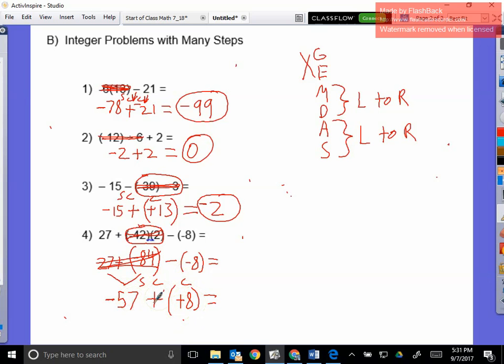I have negative 57. I'm going to be adding positive 8. They're different, so that means I have to take them away from each other. And when I do that, I'm left with 49 because I have more negatives. Make that guy a negative 49. All right, and there is our answer for number 4.